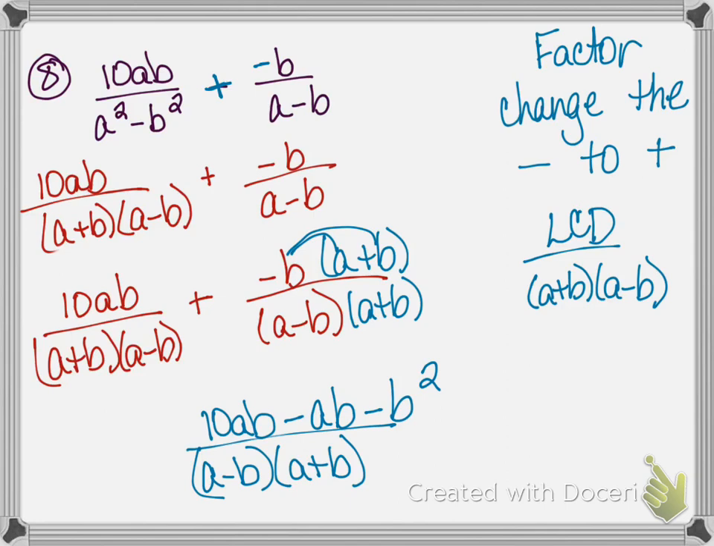Okay? Now, 10ab and negative ab are like terms. What would that be? Good job. 9ab minus b squared. That's my final answer.